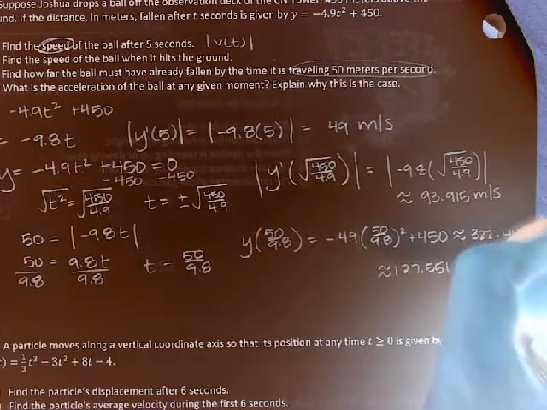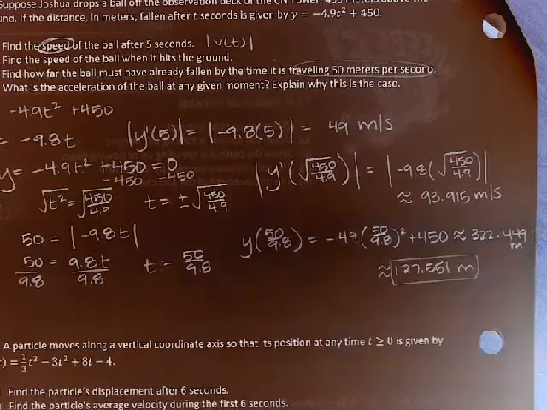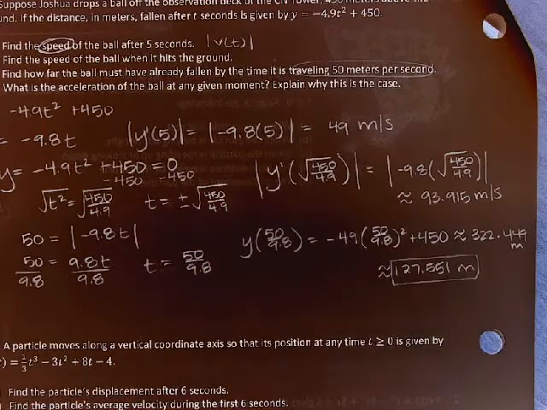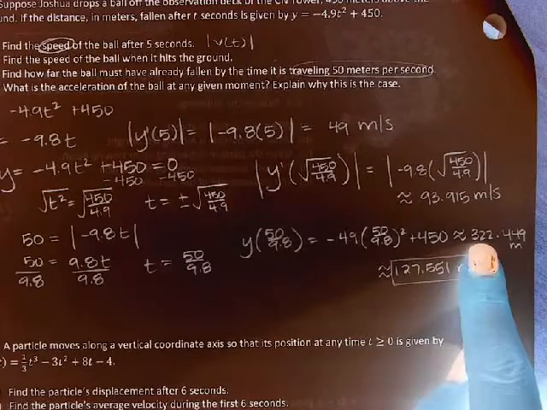127.551 meters is how far it had fallen. We subtract it from the beginning height, because if that was the position that it was at, then the beginning height minus that would be how far it had gone.